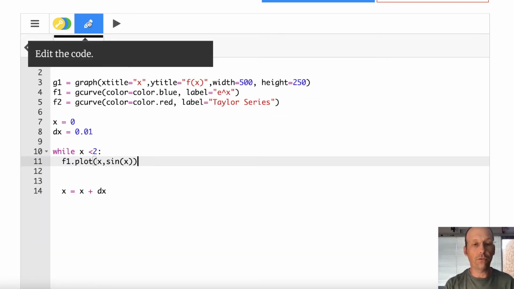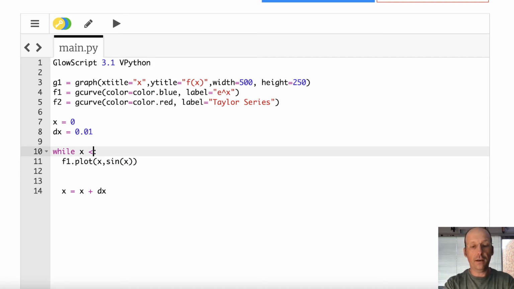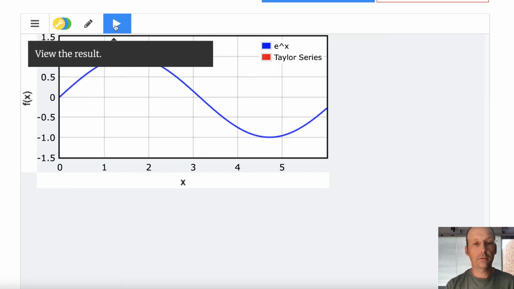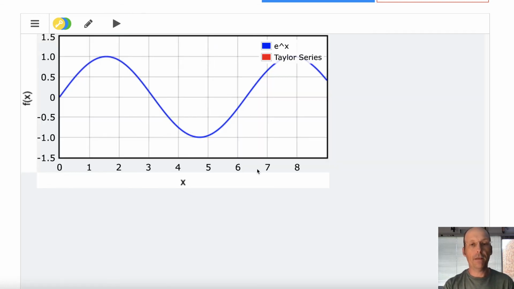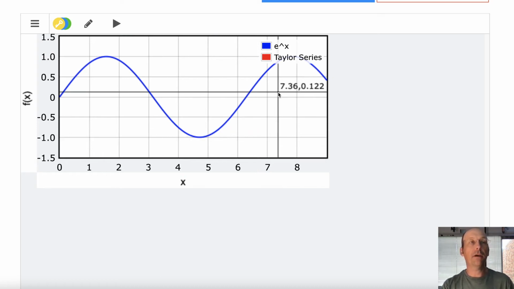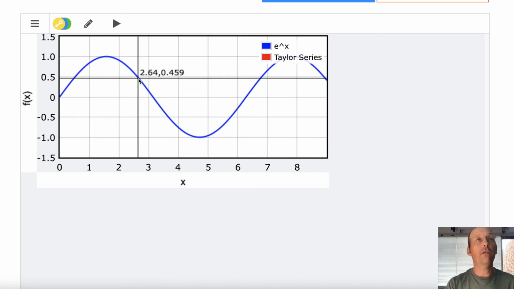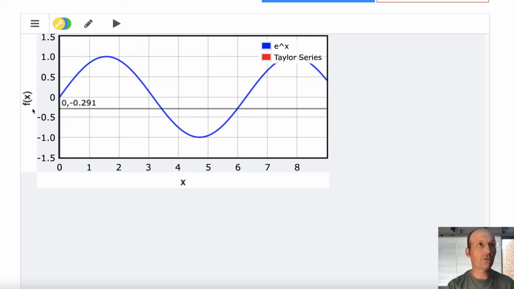Okay, so I need to go further. So let's go x 6. I just picked a number. Let's go a little bit further. Let's go 9. Okay, that's good. So there's my sine function. Let's expand this about a point of x equals 2.66. So I'm going to go over to the paper and work on that, and then we'll plot that Taylor series too. So let's switch back over here to the paper. So 2.66.